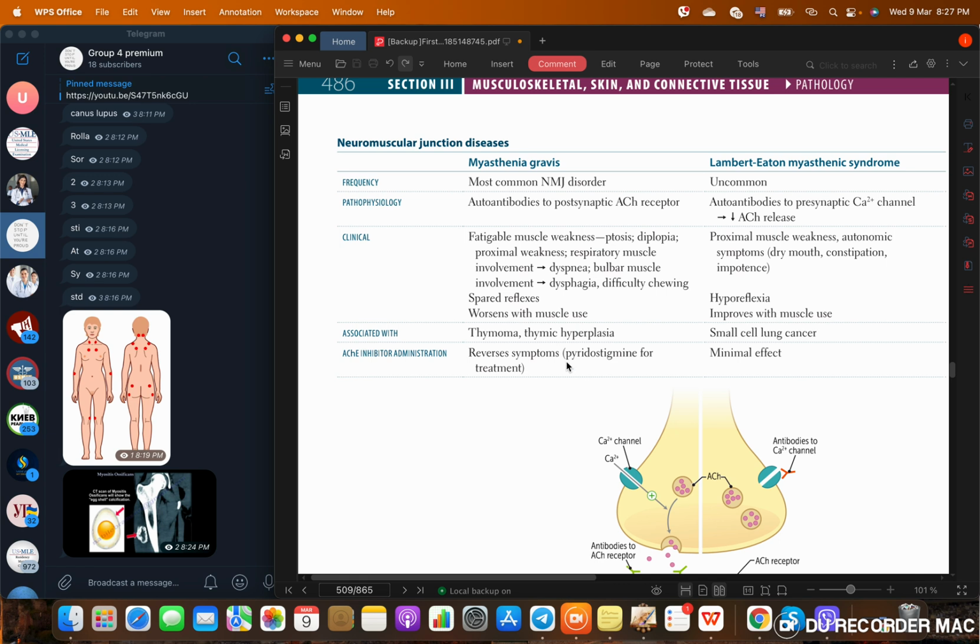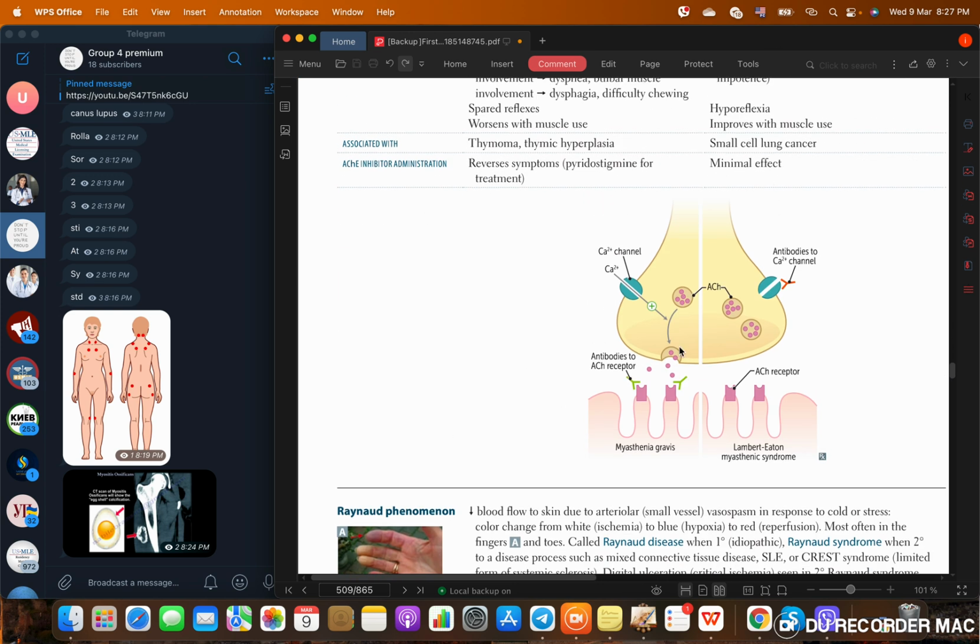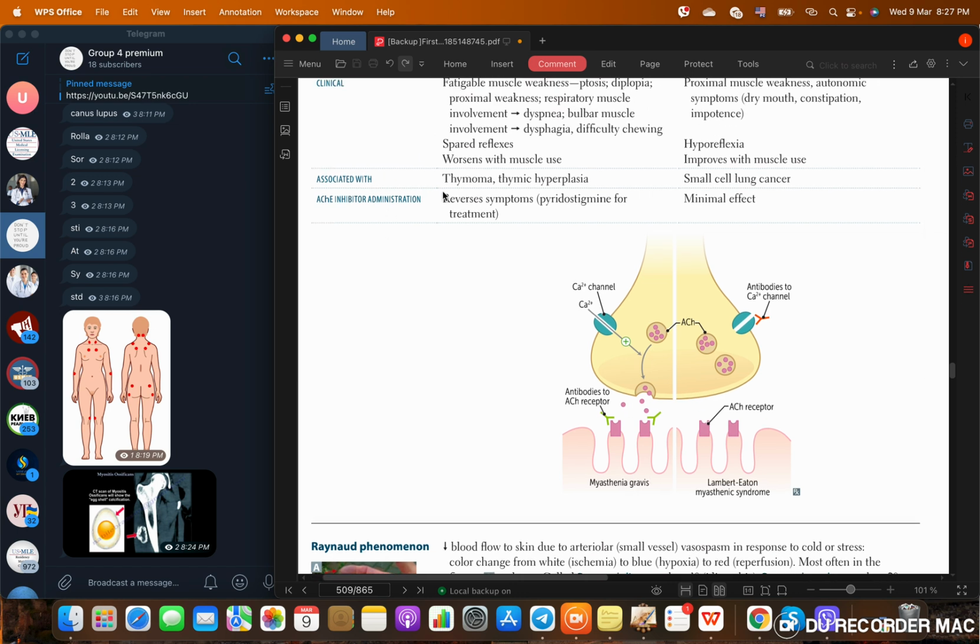And the reflexes are spared. So it worsens with muscle use. So the more you use your muscle, the worse the symptoms are going to be. Why? Because you deplete your acetylcholine, right? So it's associated with thymoma and thymic hyperplasia. So keep in mind the thymoma is located in the anterior mediastinum. So if they mention an anterior mediastinal mass, think myasthenia gravis.